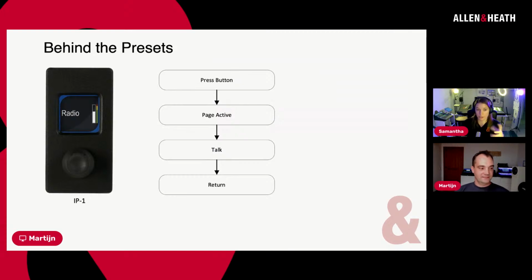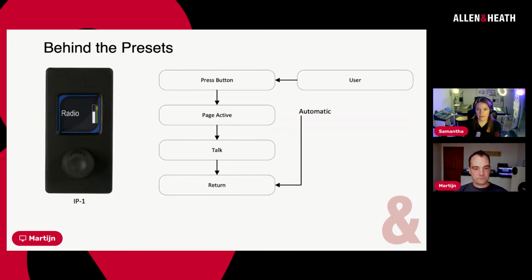So let's take a look. We showed you that video of what it looks like when somebody walks up to the IP1 and they want a page with it. In essence, this is what happens. They press the button, the page becomes active, they talk, and they can return back to the default or a muted state. So the user pushes it, and the rest can be automated if we want. We can add some manual additions to it, which we will talk about, but that's the general idea.